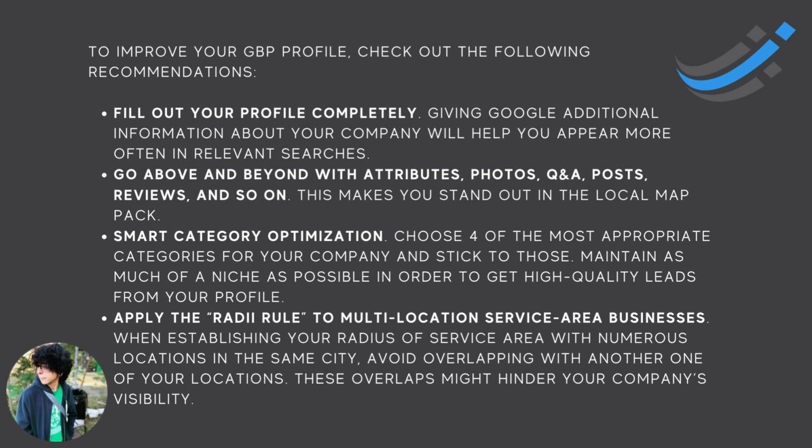Smart category optimization. Choose 4 of the most appropriate categories for your company and then stick to those. Maintain as much of a niche as possible in order to get high-quality leads from your profile. Apply the radii rule to multi-location service area businesses. When establishing your radius of service area with numerous locations in the same city, avoid overlapping with another one of your locations. These overlaps might hinder your company's visibility.